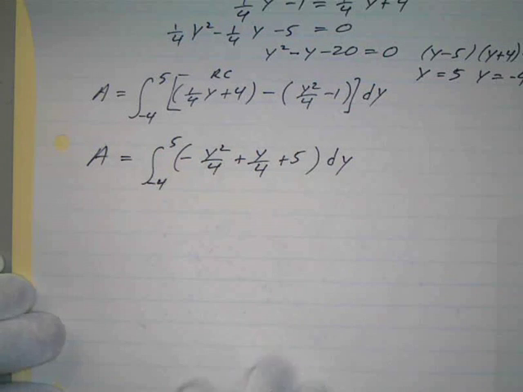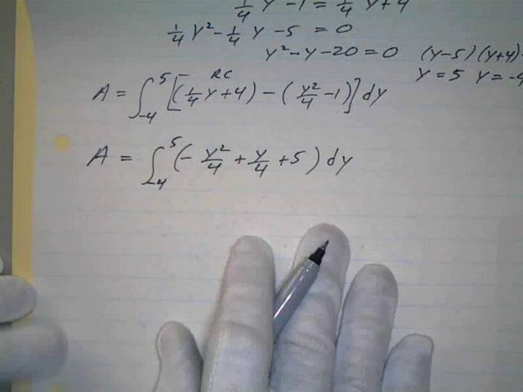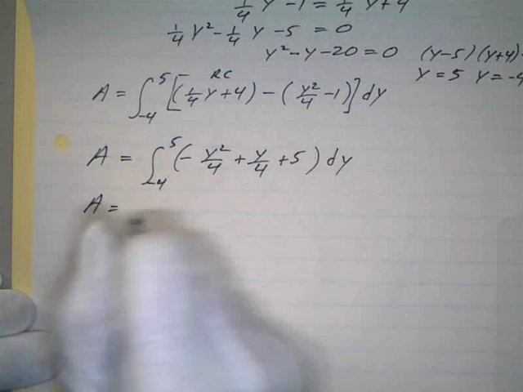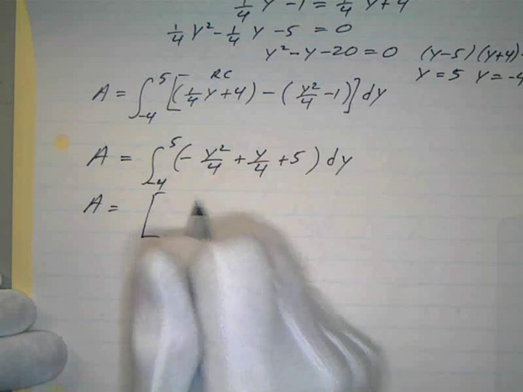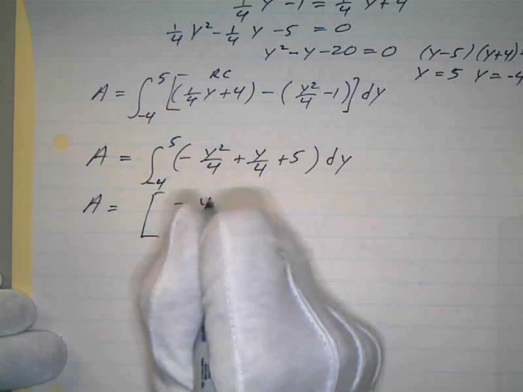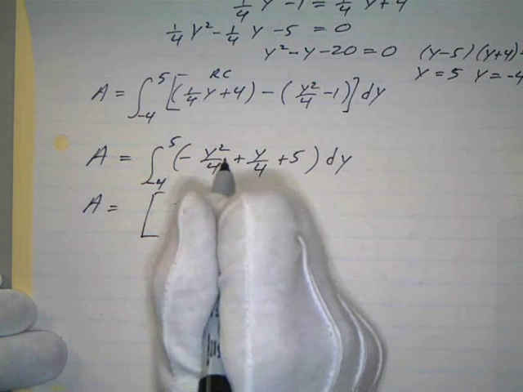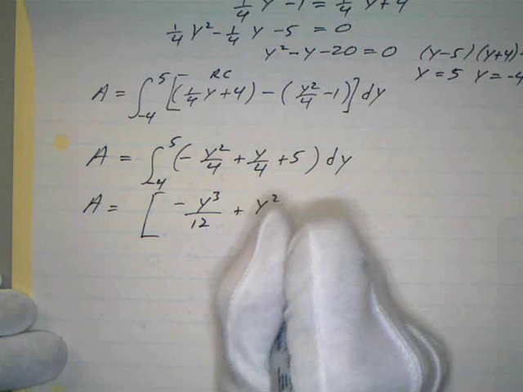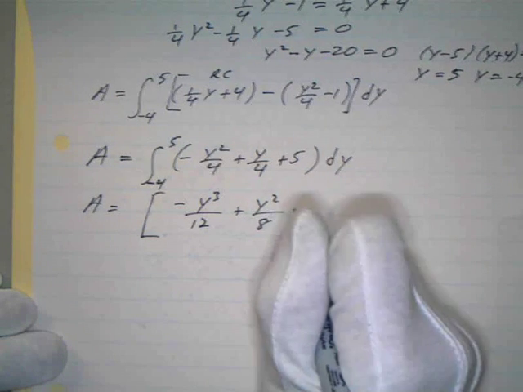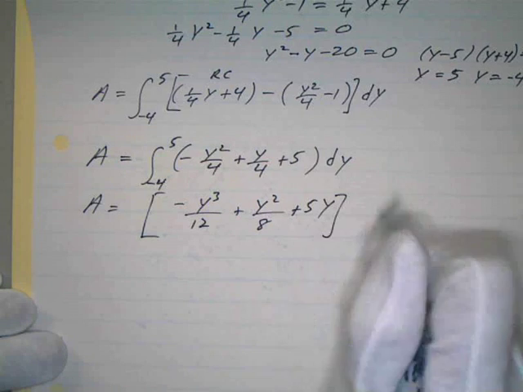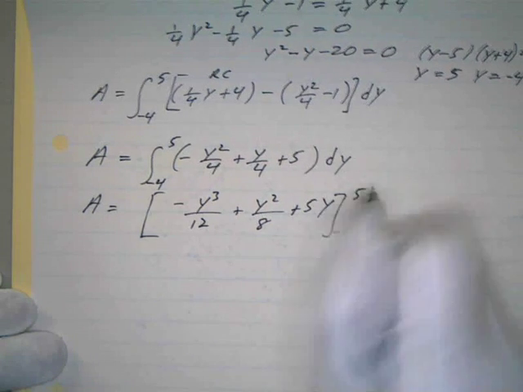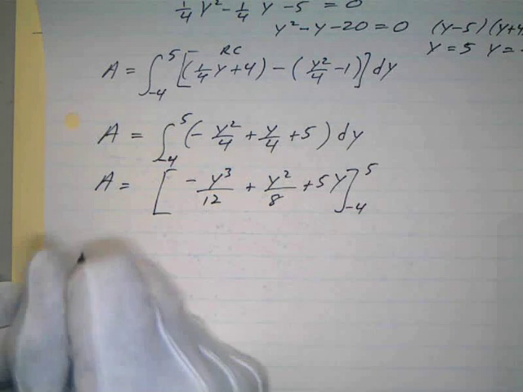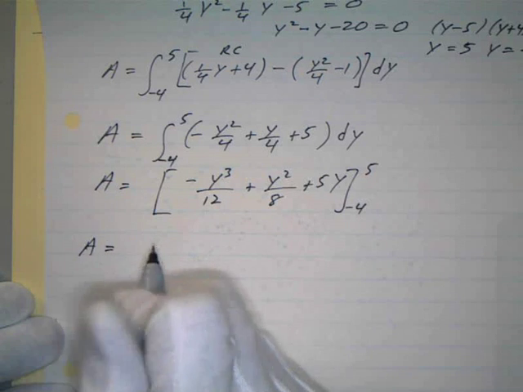Okay, so we're going to have a little bit of work to do because we don't have any zeros here, so we're about ready to take the antiderivatives. So area equals, and we're going to evaluate this antiderivative, and this is going to be negative y cubed over 3 times 4, which is 12, plus y squared over 2 times 4, which is 8, plus 5y. That's going to be from negative 4 to 5. And we'll go to work on this.